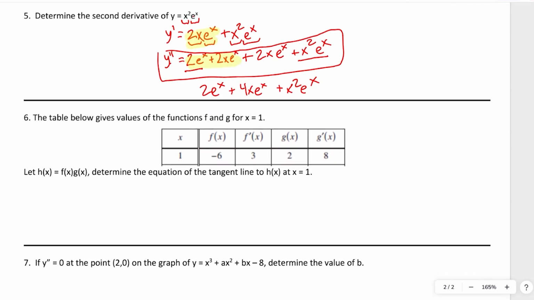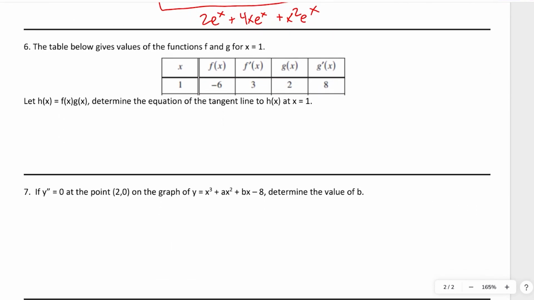Number 6 says let H be the product of f and g. So probably going to have to use some product rule here. Determine the equation of the tangent line to H at x equals 1. So for determining the equation of the tangent line, we know what to do here. We've solved a ton of problems like this.